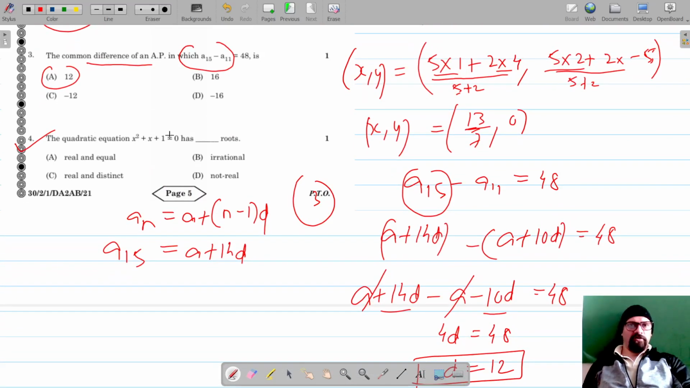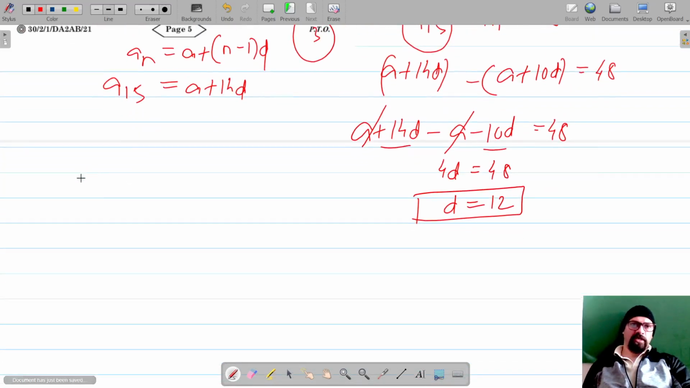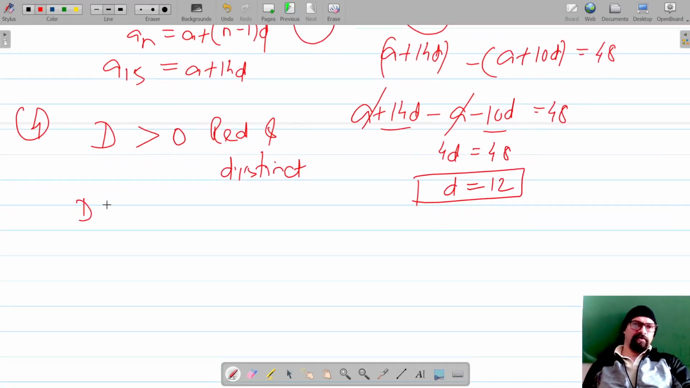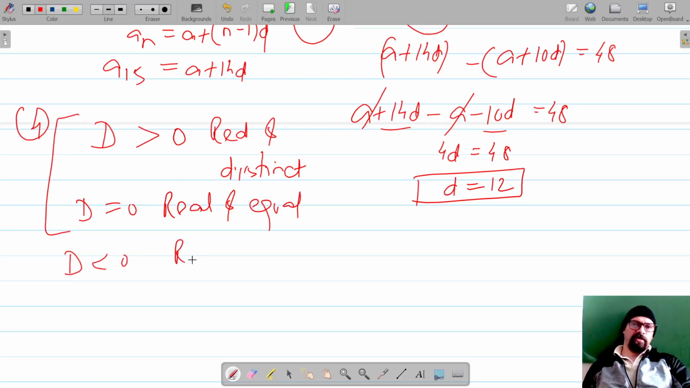Now, for question number 4, the quadratic equation has dashes, and we know that to find the nature of the roots, we have to calculate D. If it's greater than 0, the roots are real and distinct. And if D is equal to 0, the roots are real and equal, and D is the discriminant. And if D is less than 0, roots are not real.